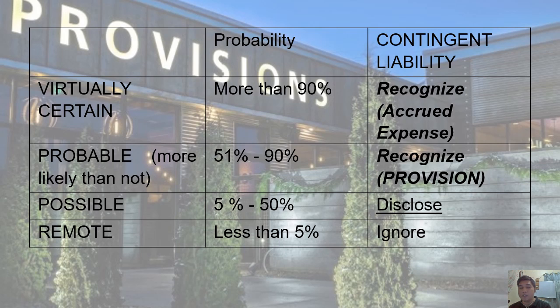But if the probability is only possible, meaning less than 50% but not less than 5%, then it is considered a contingent liability. So what do we do if the probability is only possible, not an accrued expense and not a provision, but just a contingent liability? All we need to do is disclose it in the notes to the financial statements. Once we disclose it in the notes, that is okay. Then we just need to monitor, because next year, from being possible, it may become probable. However, if the probability of the transaction is remote, which is less than 5%, then that contingent liability should be ignored.